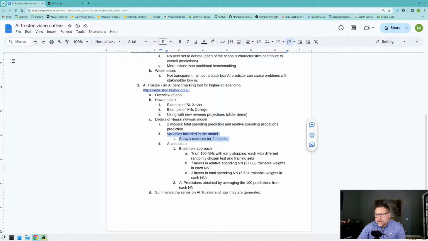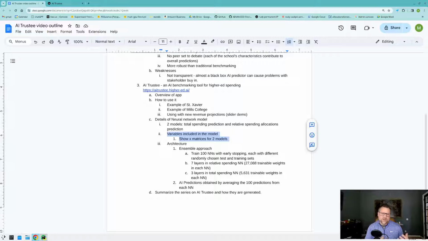I'll show you the variables that are included and then a little bit about the architecture for these two models. Before I lose you in the details, I'll just tell you that, again, we have two neural network models. They're both what we call an ensemble type approach, where I actually estimate 100 of these for each, right? So really it's 200 neural networks, right? 100 for the total spend side, 100 for the relative spend side. And the ultimate prediction is the average of all of the predictions of those 100 neural networks for each outcome. Hope that makes sense. Why do I train 100 of each?